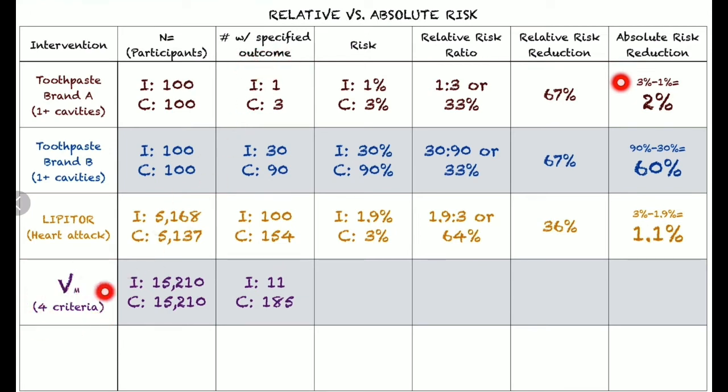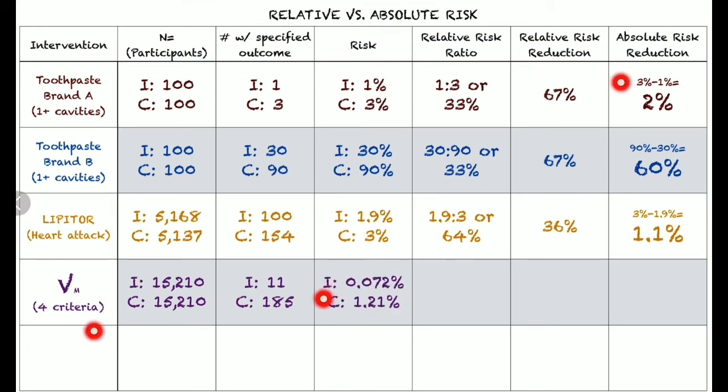So, for example, if you met 3 of these criteria, then the intervention worked and you did not have the outcome. So you had to meet all 4 criteria in order to have this specific outcome. So in the intervention group, 11 people out of 15,210 met all 4 criteria, and in the control group, 185 out of the same number met the criteria. So let's look at the risk percentage.